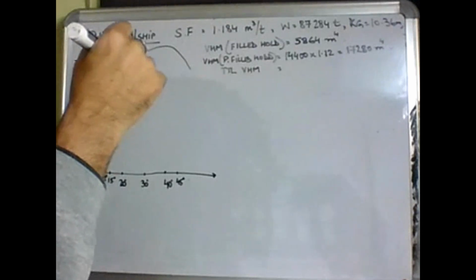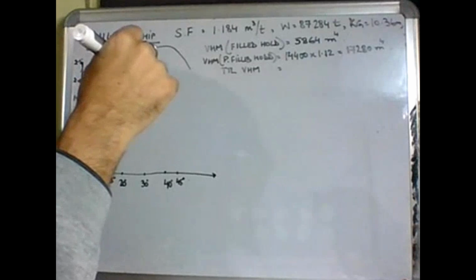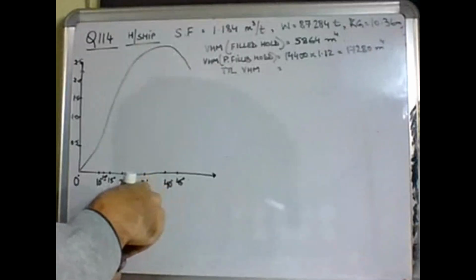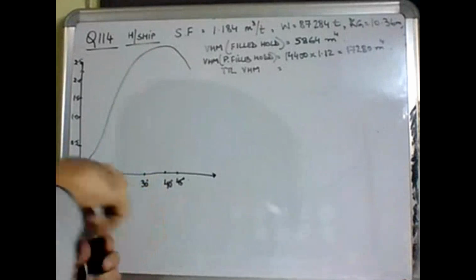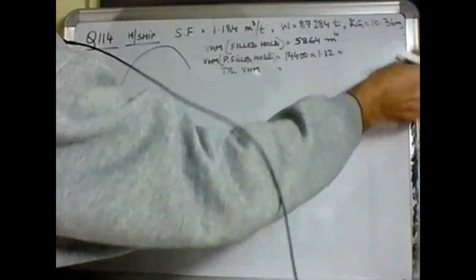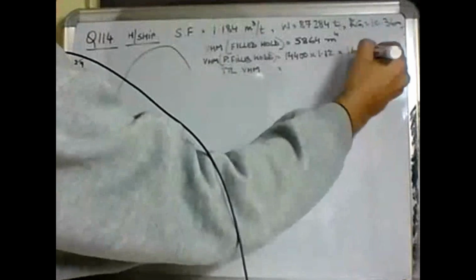Sir, what is this 1.12? 1.12 is the factor with which the partly filled hold gets multiplied. Sir, I am getting 16128. Okay, sir, is this a constant factor that we should always use? That's right. 16128. Correct.